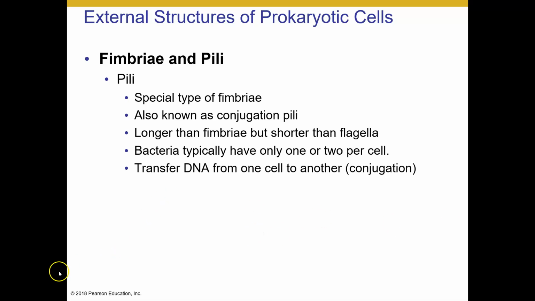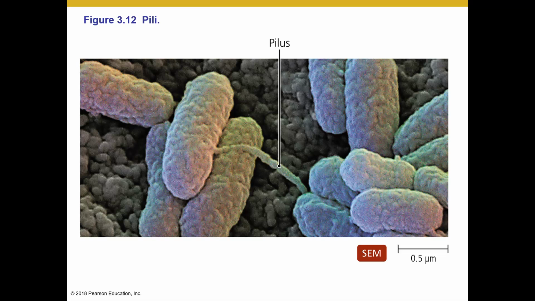Clinical note: this is one reason antibiotic resistance spreads so fast in hospitals. Bacteria literally pass the resistance genes to their neighbors. This figure shows what pili look like under the microscope. They're single, long, thin extensions compared to the shorter fimbriae. Usually a bacterium has only one or two pili used like grappling hooks for conjugation.